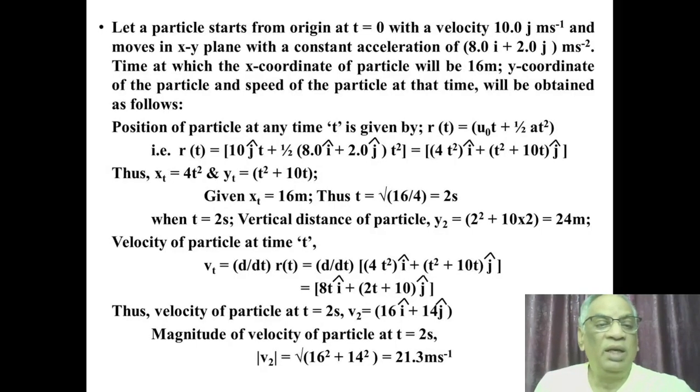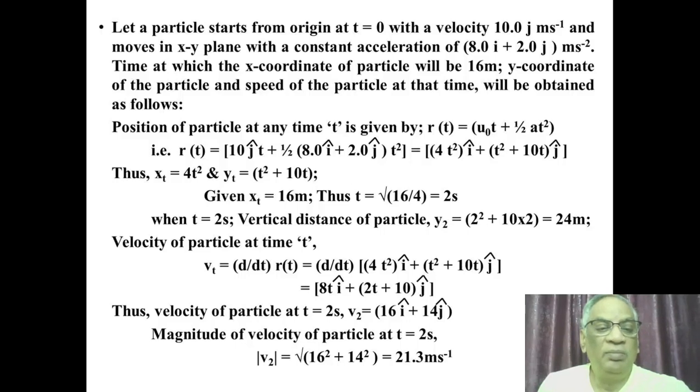Another numerical: let a particle start from origin at time 0 with a velocity 10j meters per second and move in the xy plane with constant acceleration of 8i plus 2j meters per second square. Find the time at which the x coordinate of the particle will be 16 meters. Then its y coordinate and the speed of the particle at that time also will be found out.